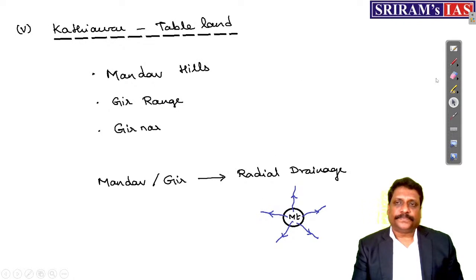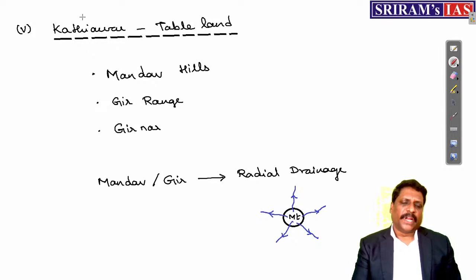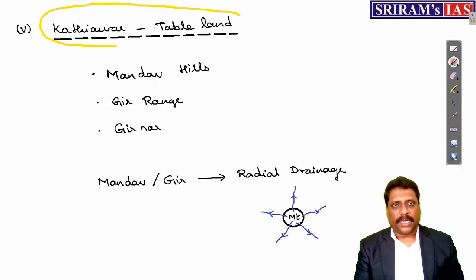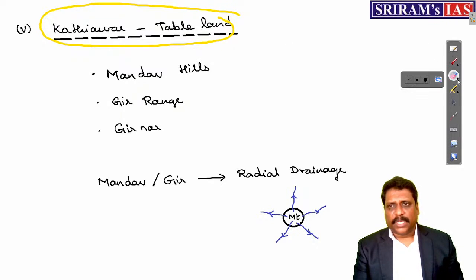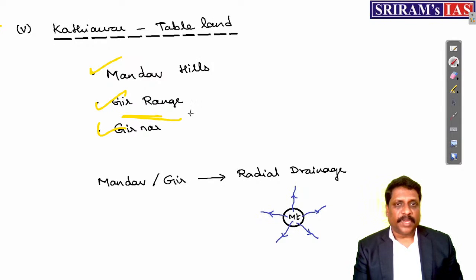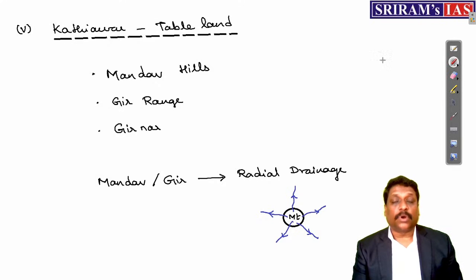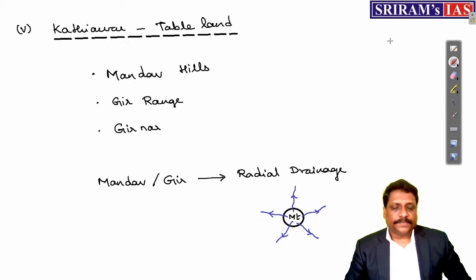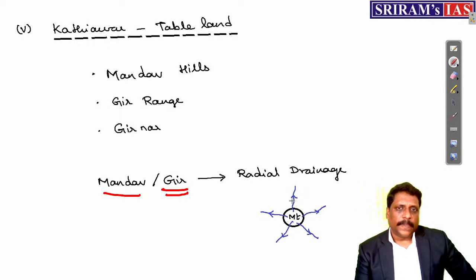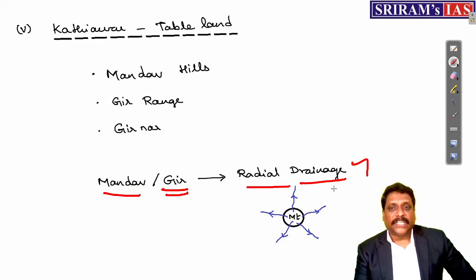Right, my dear friends. Now, finally, among all the plateau sections of the peninsular plateau, what we have is what? Kathiawar tableland. Among them, some of the very important plateau sections of Kathiawar tableland, we have this Mandav Hills, Gir Range, and Girnar. Gir Range is very popular. Am I right? Known for the Asiatic lion, the only national park we have for what? Asiatic lion. Right. And let me also tell you, my dear friends, this Mandav Hills or Gir Range, particularly, they are known for a kind of drainage called what?